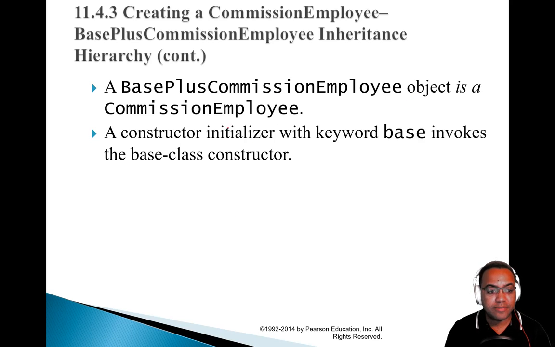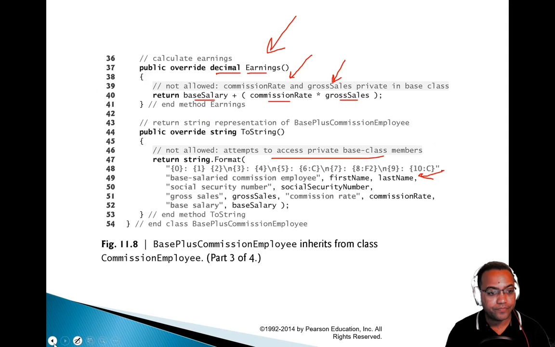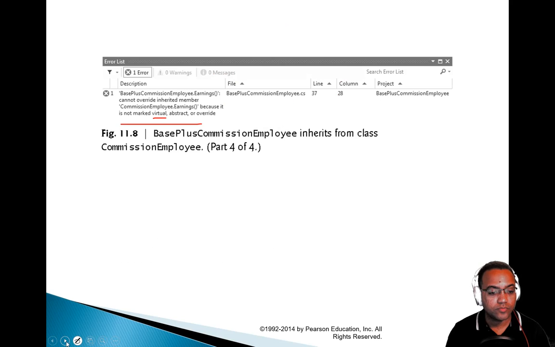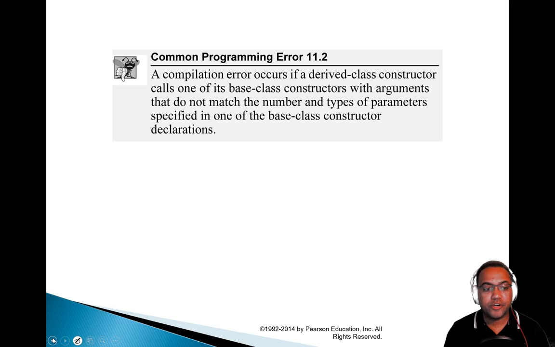A BasePlusCommissionEmployee object is a CommissionEmployee. A constructor initializer with keyword base invokes the base class constructor. So if we say base, like you saw there, right? Let's go back one. Like you saw here, colon base. We're basically saying I also want you to invoke the CommissionEmployee constructor as well. A compilation error occurs if a derived class constructor calls one of its base class constructors with arguments that do not match the number and types of parameters specified in one of the base class constructor declarations.